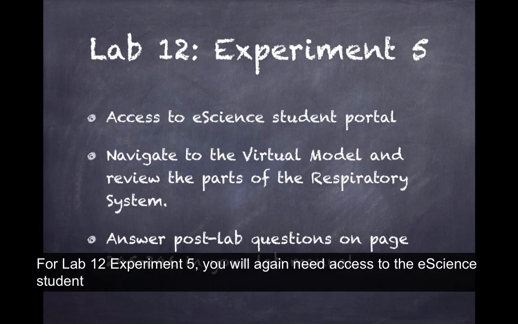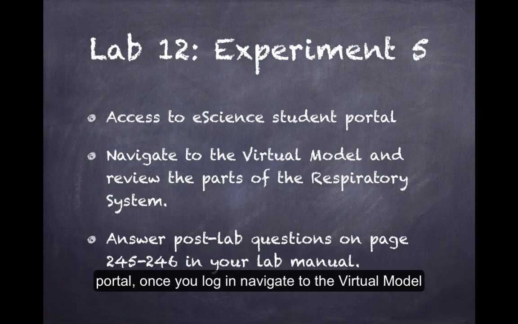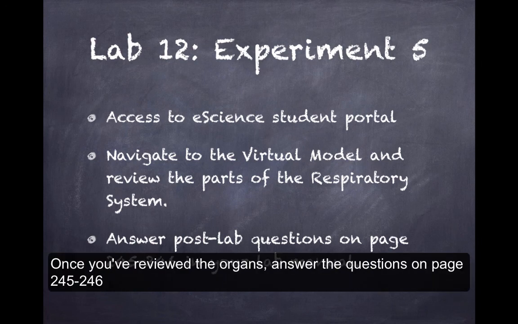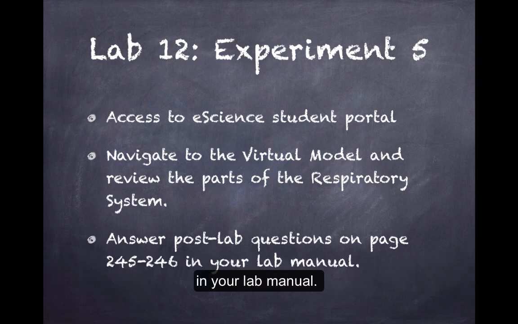For Lab 12 Experiment 5, you will again need access to the eScience student portal. Once you log in, navigate to the virtual model link and review the parts of the respiratory system. Once you've reviewed the organs, answer the questions on pages 245 to 246 in your lab manual.